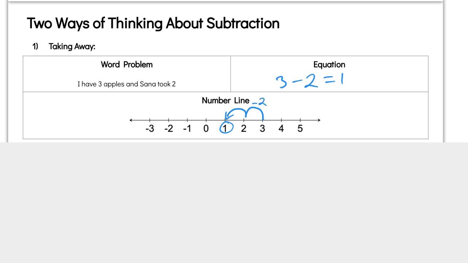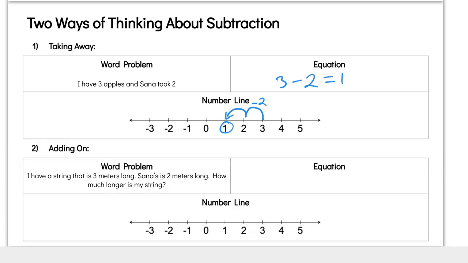Okay? What's less commonly taught is subtraction by adding on. The word problem would look something like this. I have a string that's 3 meters long. Santa's is 2 meters long. How much longer is my string? And really, the equation looks identical. 3 minus 2 is 1. What's the difference between them? Difference is the answer to a subtraction question. So it looks like this.